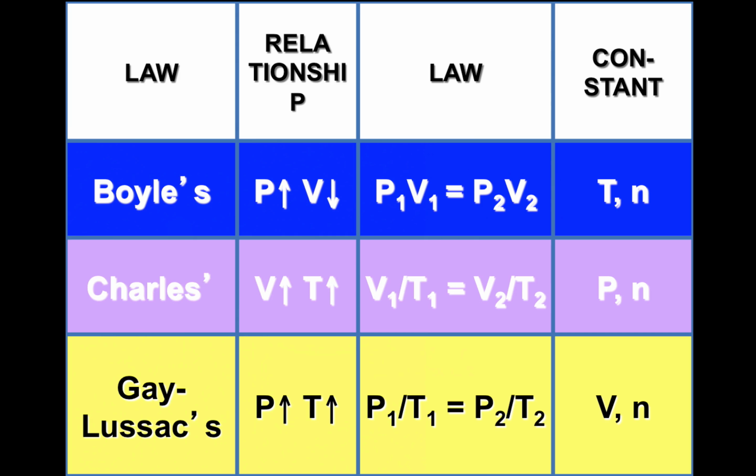Now this is a summary of the gas laws. Boyle's law, P1V1 equals P2V2 at constant temperature and number of moles. Charles's law, V1 over T1 equals V2 over T2 at constant pressure and constant number of moles. And Gay-Lussac's law, P1 over T1 equals P2 over T2 at constant volume and constant number of moles.